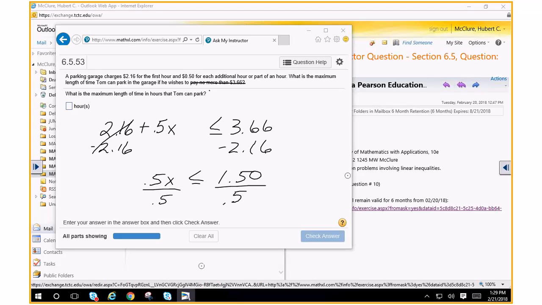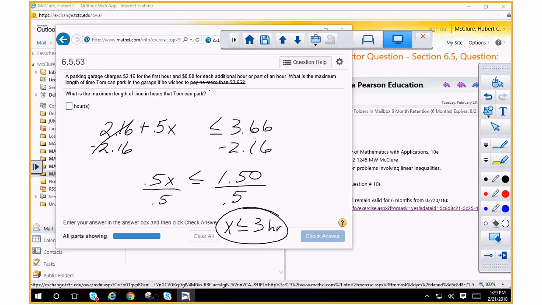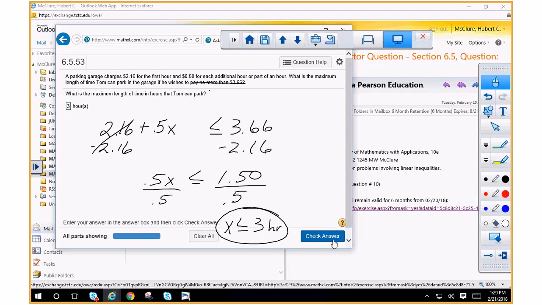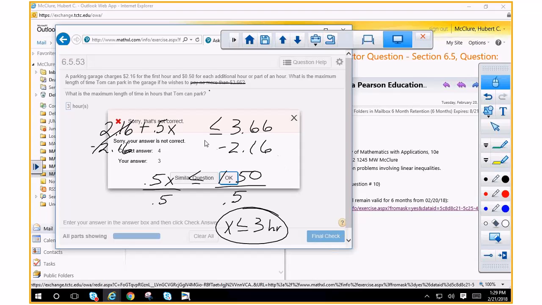What is it? X is less than or equal to 3 hours. Anybody know the answer? I'll type it in. I think what they're saying is if you park in there 5 minutes, I have no idea what the answer is. It's not 3 hours. I just took 216 and added 50 cents every time.